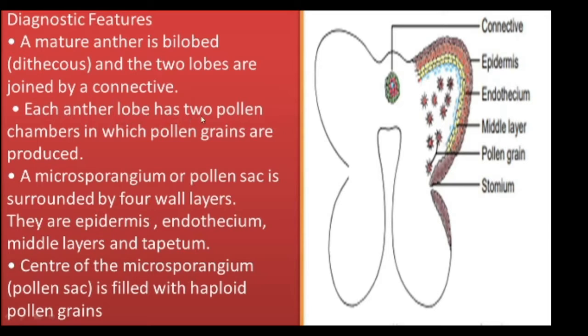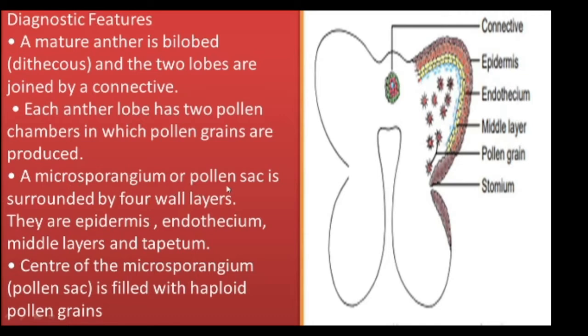Each anther lobe has 2 pollen chambers. This is one anther lobe, and it has 2 pollen chambers: here one, and here another. Then here one more, and here one more. So totally there are 4 pollen chambers. There are 2 anther lobes, and each anther lobe has 2 pollen chambers, so 4 in total. In the pollen chambers, the pollen grains are produced.